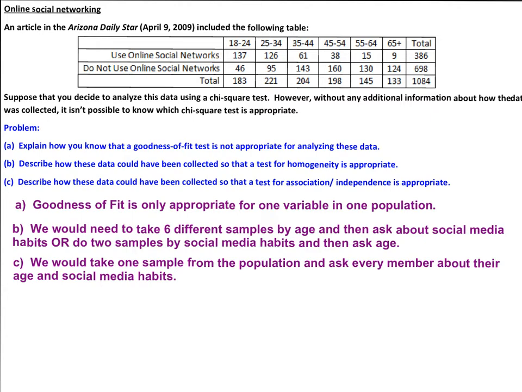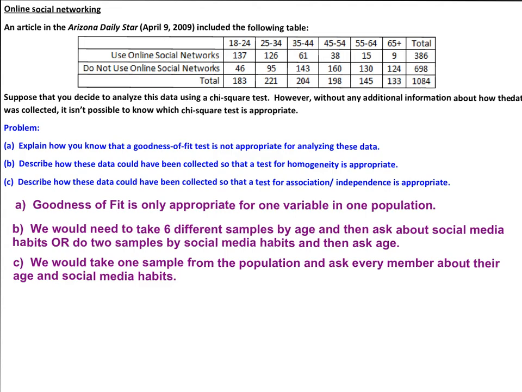So I look at this, I see the two-way table. This isn't a goodness of fit. It's homogeneity or independence. Now I'm assuming the data was taken from either one population or a breakdown by age. If I'm going to do the test for homogeneity, I would need to know if 6 separate random samples were taken, 6 SRSs, one for each age category.